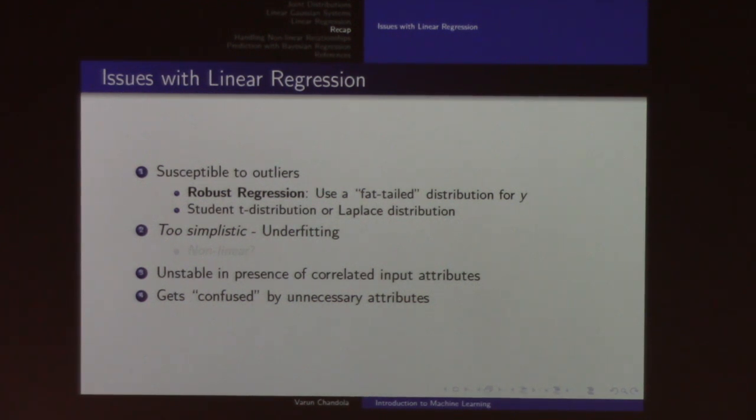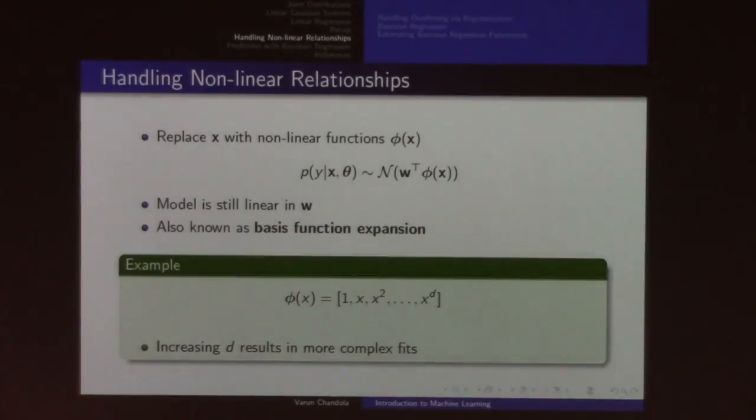Okay. So let's handle these issues one by one. We have already done one. So let's move to two, which is too simplistic. One way to go away from linear regression is to say, how about we learn some non-linear curves, right? So how can you do that in linear regression? We talked about it yesterday on Wednesday. We can do something called basis function expansion, all right? Which means that instead of having x, we replace it by non-linear functions of x.